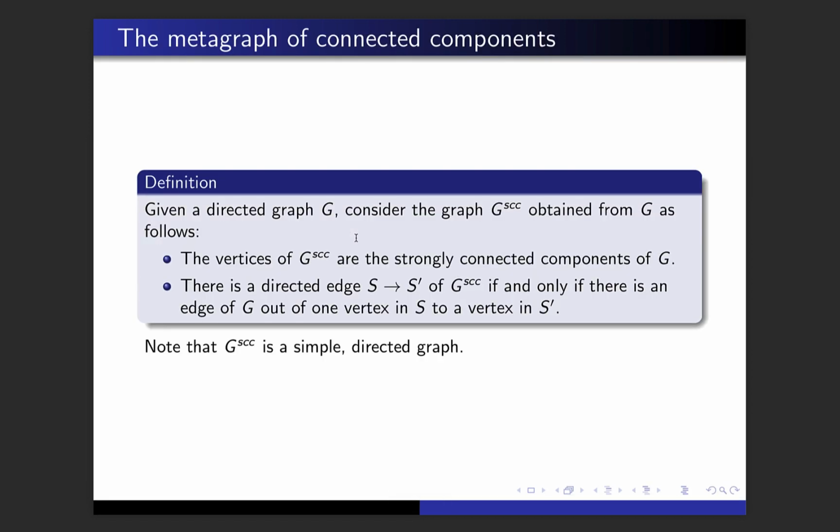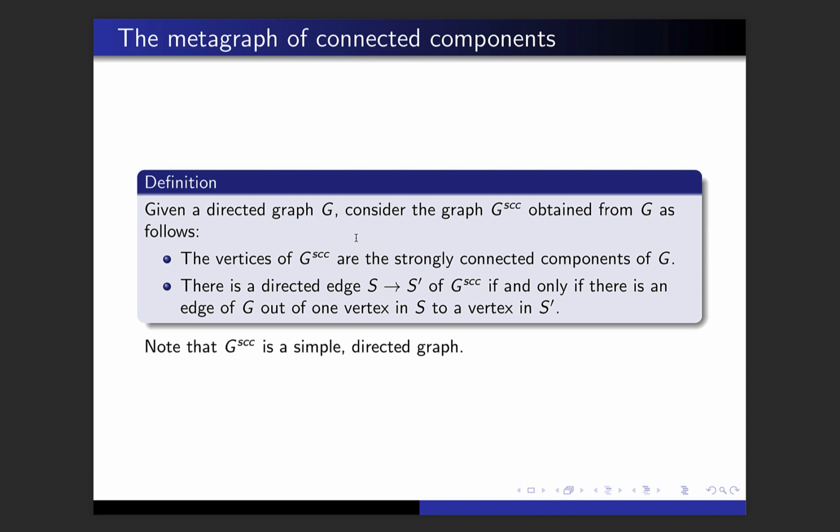Given a directed graph, consider another graph, for which I decided to use the notation GSCC for strongly connected components, that we will build from G as follows. The vertices of my new graph are going to be the strongly connected components of G. So every strongly connected component is a vertex in this new graph. How do I place the edges? Well, I will place a directed edge between two components S and S prime, in that direction from S to S prime, if and only if there is at least one edge of G out of one vertex in S to a vertex in S prime.